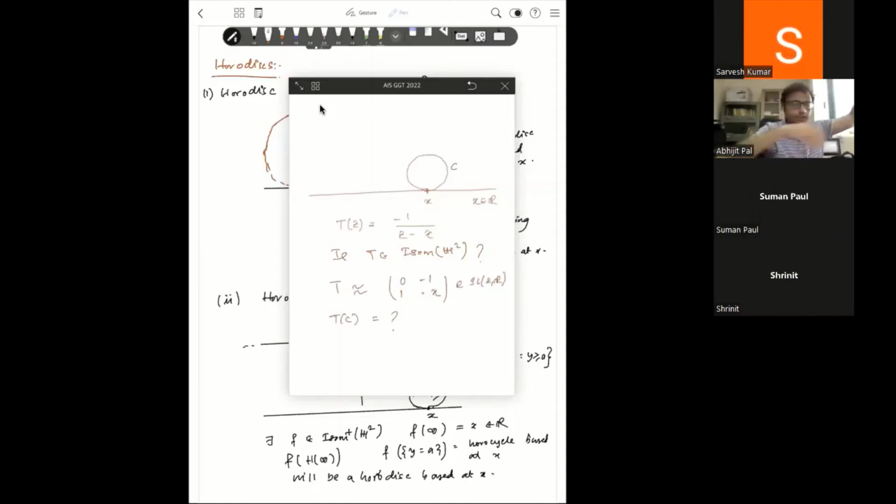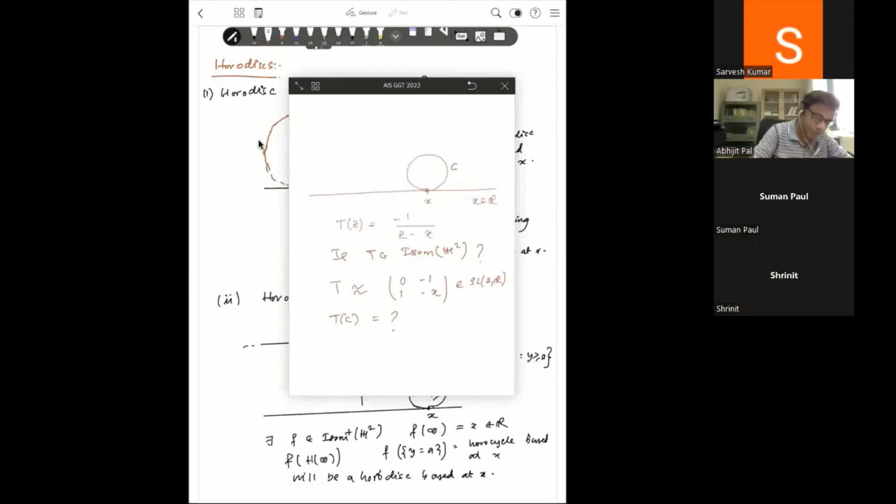Yeah, any answer? So T of C will be equal to what? Basically, it is sending x to infinity, right? Correct. So it will send the horocycle to a straight line parallel to the x-axis.